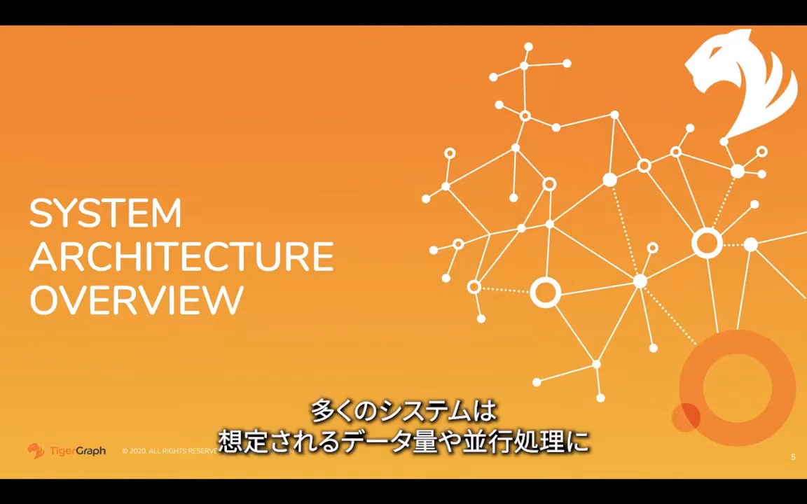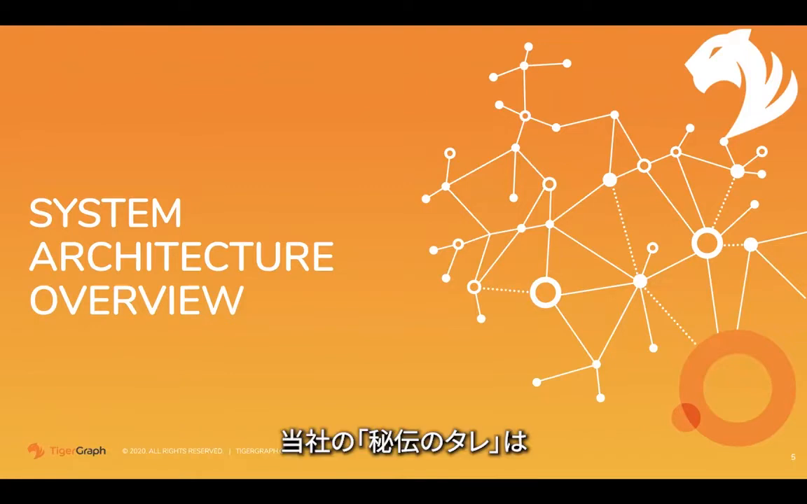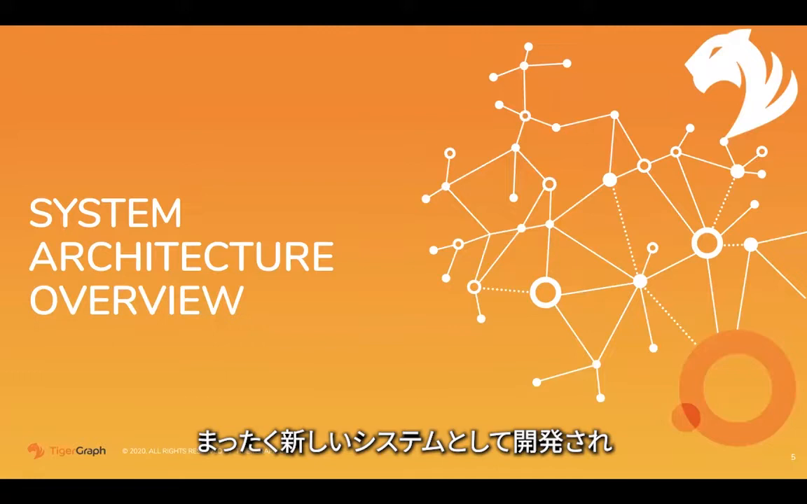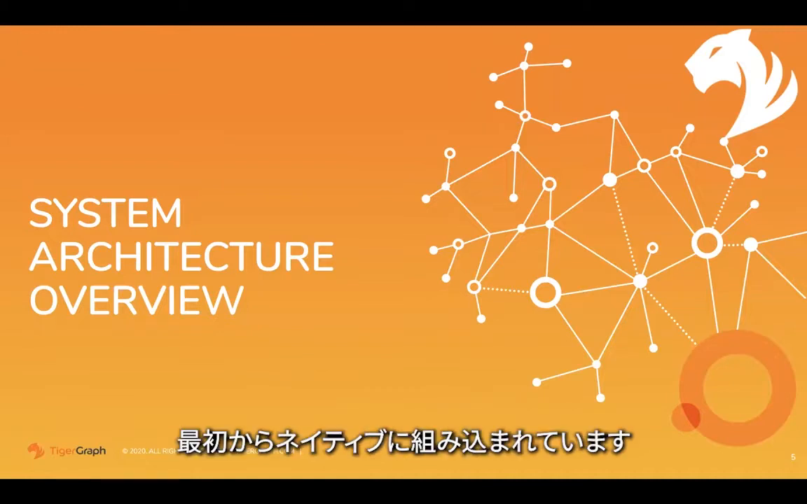There's a reason because a lot of the systems are not designed to scale to the level of data volumes and concurrency that's expected. Now, the secret sauce, so to speak, behind this is not just one feature or one thing. It's the entire architecture, which is a fresh implementation built ground up, a brand new system, and all the elements required to support that sort of scale were incorporated from the get-go, from the very beginning, natively.